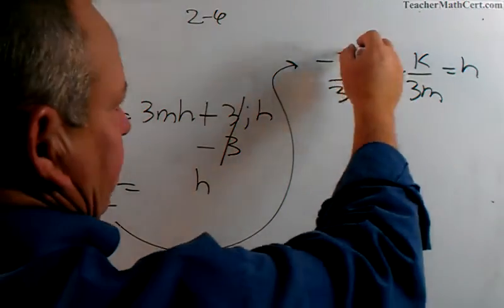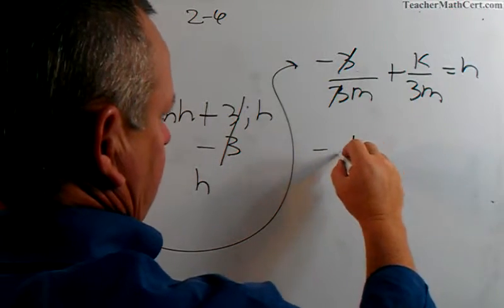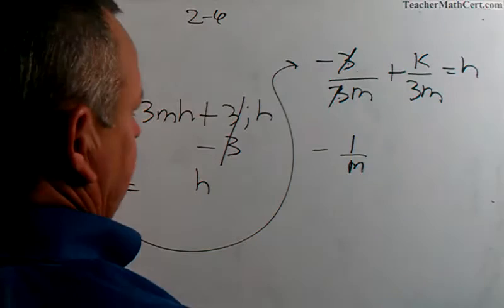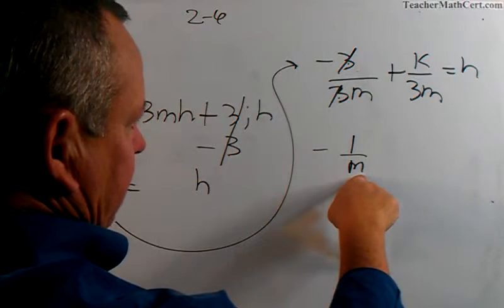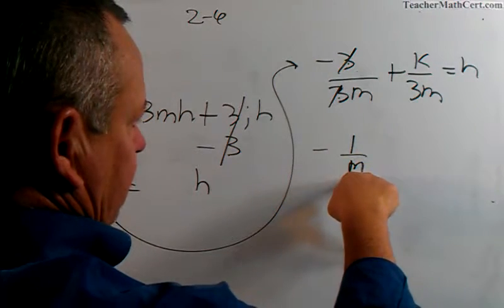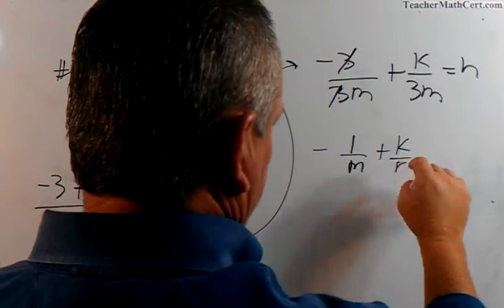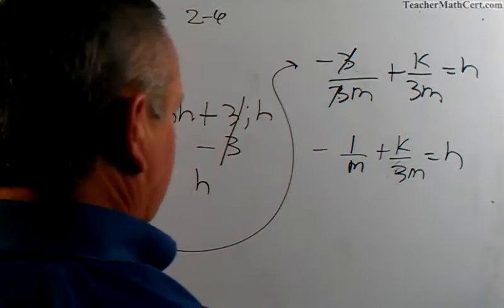So we can get rid of the 3's here, right? This is going to be what? Negative 1 over m, right? 3 goes into negative 3, it's going to give us a negative 1. And we've got the m down here, right? So it's going to be negative 1 over m plus k over 3m equals h. All right.